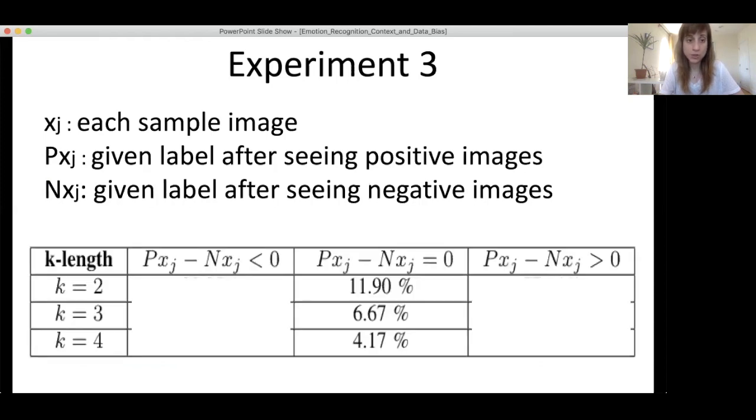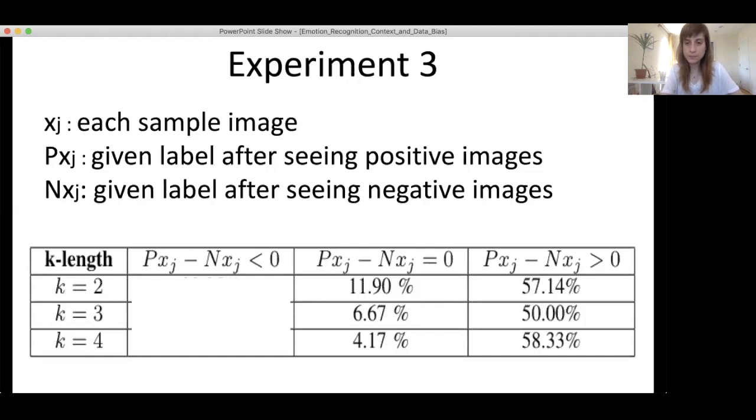And what we observe is, okay, remember that k is the number of positives that you see before seeing a neutral, or the number of negatives that you see before seeing a neutral, right? And we have k equals 2, 3, and 4. So the larger the k is, the less consistency we observe on annotating the same image after positive or after negative. So the annotations actually changed.